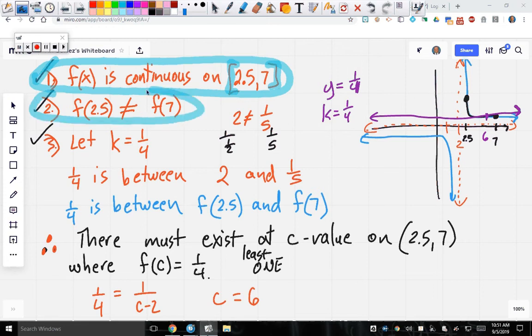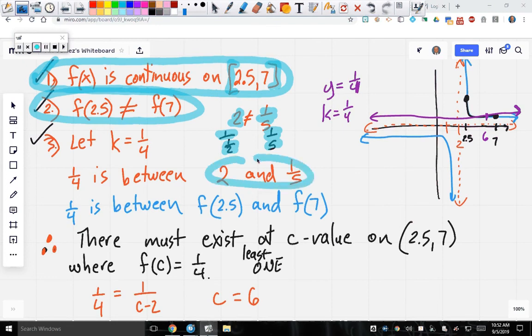Second rule. F of 2.5, which is 1 over 1 half, which is 1 divided by 1 half, is the same as keep, change, flip, 2. This is my scratch work, and f of 7 is 1/5. Yep, that's true. 2 is not equal to 1/5. So I can fit something in between. Okay? So the third one is, let k equal 1/4. So with this being said, is k between 2 and 1/5?